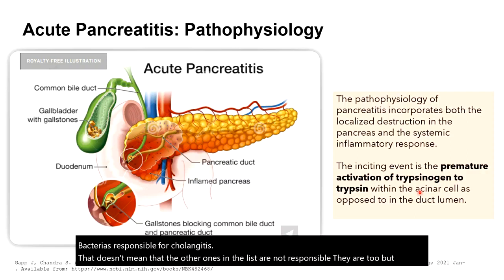Acute pancreatitis, the pathophysiology has to do with the premature activation of trypsinogen into trypsin inside the acinus of the pancreas, instead of that activation happening in the lumen of the duodenum when it gets in contact with the acidity and the food in the duodenum. So that premature activation will permit a digestion of the pancreas. Very, very painful for the patient.